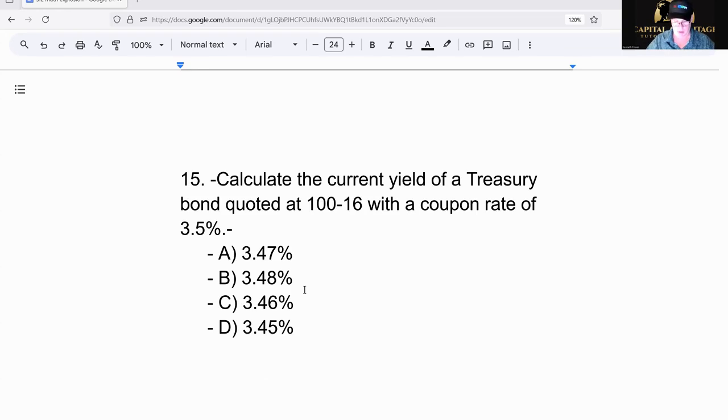16 divided by 32 is 0.5 plus 100 is 100.5. That's another radio station. 3.5 divided by 100.5 equals 3.48, and it's letter B. I love it.